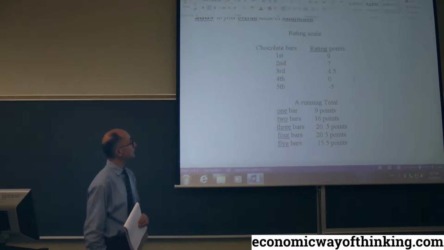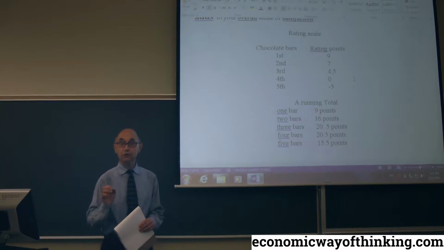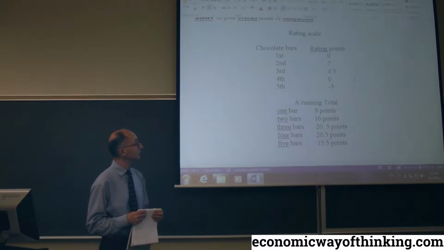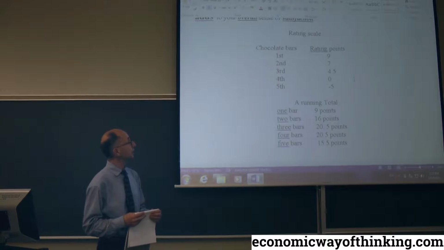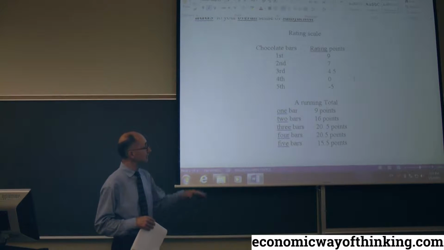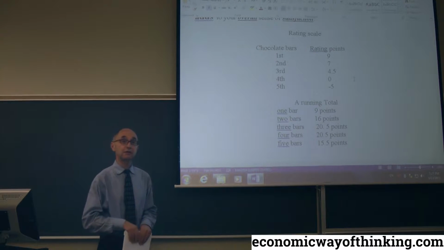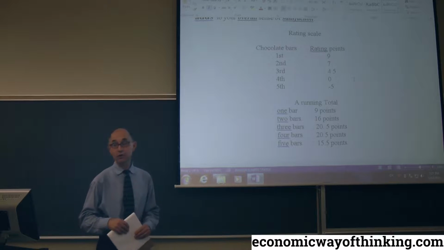When you add the 4th bar, it adds 0 to your overall level of satisfaction. So you see, in our diagram, total utility will not change. And when you, say, assume you've eaten the 5th bar, then the 5 bars will give you a lower level of satisfaction than the 4 bars.